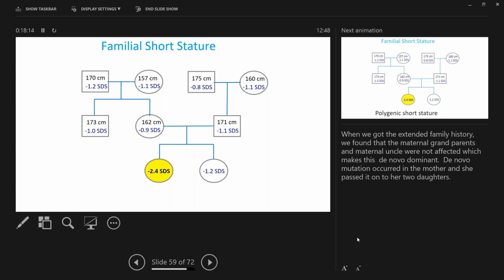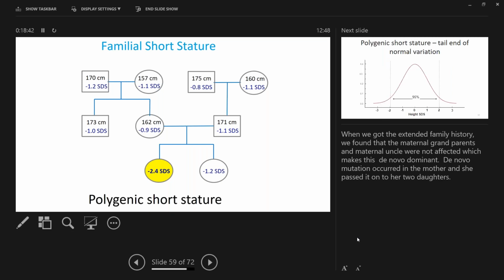They look more like this, where a lot of members on both sides of the family tend to be on the short range, and then suddenly you have a child that's a little bit shorter and comes to your clinic. So these are not something that we can work up with genome sequencing at current times, and probably not anytime soon. This is probably polygenic type of short stature.